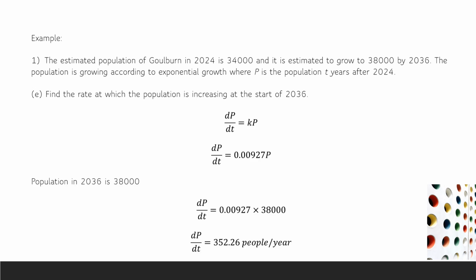And our last question, find the rate. When we're finding the rate, dP/dt equals kP. So dP/dt equals 0.00927 lots of P. Because we know our population is 38,000 in 2036, we can substitute that in. So the population in that particular year, 2036, is growing at about 352.26, or around 352 people that year.